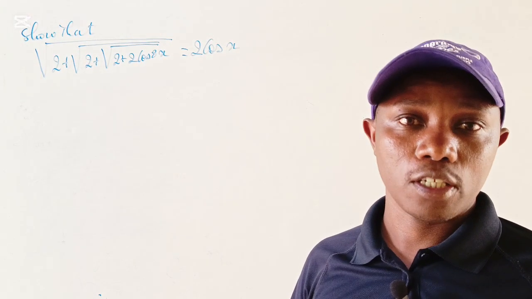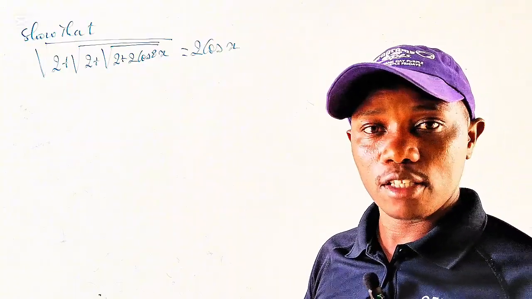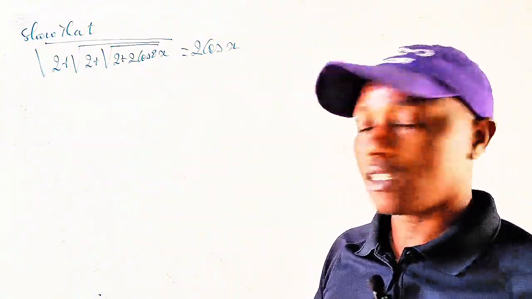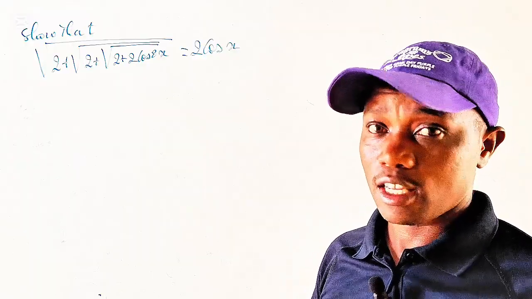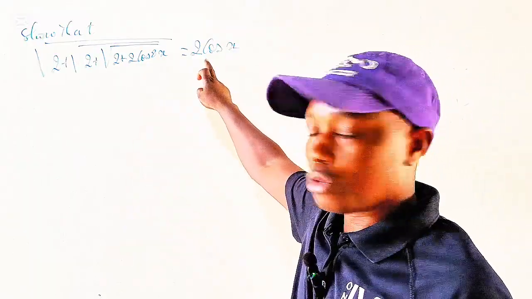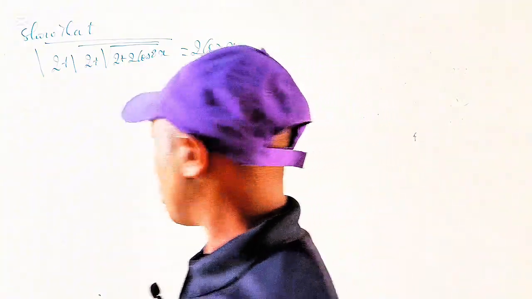Now we have a question to show that the square root of 2 plus the square root of 2 plus the square root of 2 plus 2 times cosine of 8x is equal to 2 cosine x. Let's now do this question together.